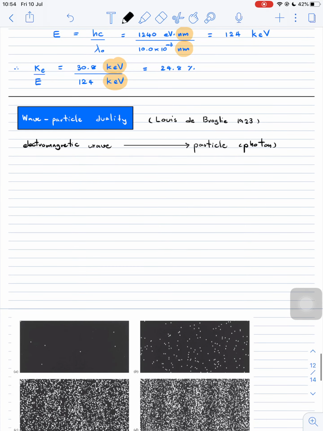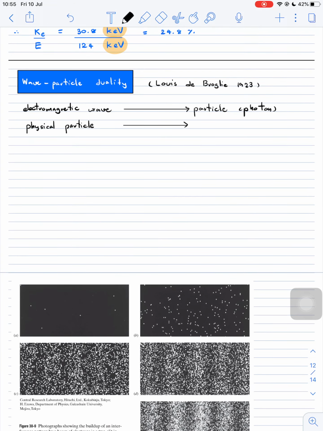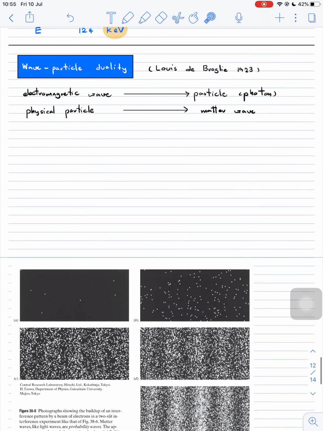Then he thought that the real particle, all the physical particles, should behave as a wave as well. So it means that the particles will have some property of the wave. This is called the matter wave. It means that the particle will show some property of the wave.